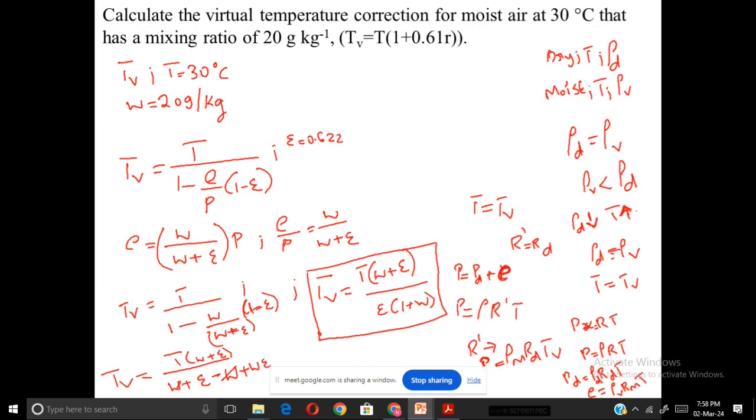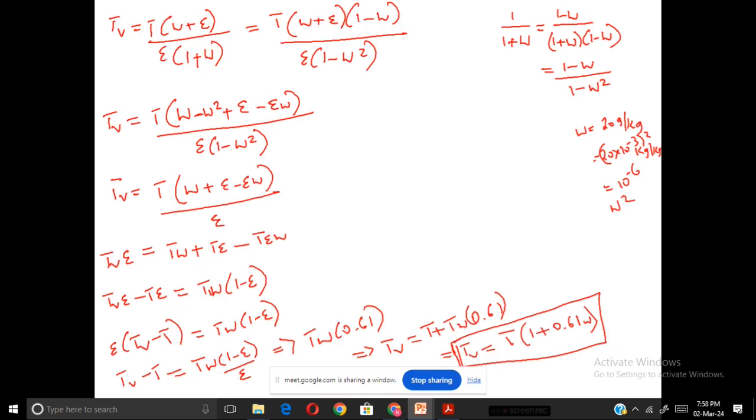So what all things have been given in the question? We want to find the virtual temperature correction. Virtual temperature correction means TV minus T. How much is the difference between the virtual temperature and the actual temperature? That is TV minus T. So we want to calculate TV minus T for moisture at 30 degrees Celsius, which is the actual temperature, and the mixing ratio is 20 gram per kilogram.